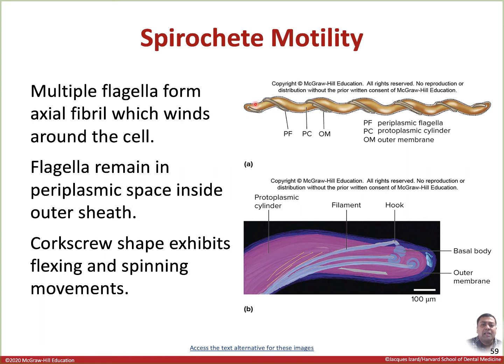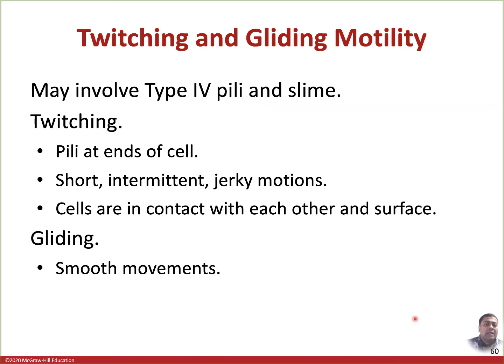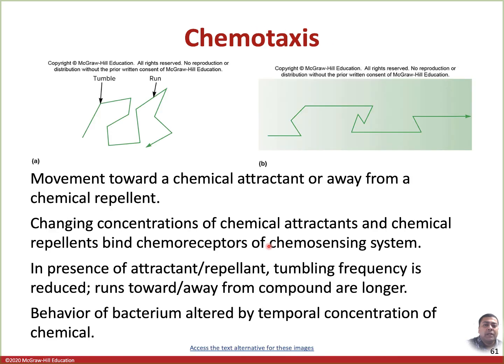And remember that the flagella is under the periplasmic membranous structure, and it is not exposed outside, but they are constantly in a dynamic motion or movement stage due to this structure. There are a couple of different types of movement, like twitching and gliding movement, which may involve type 4 pili or the slime. Gliding is through smooth movements. Pili at ends produce short intermittent jerky movement. These can be shown as well.